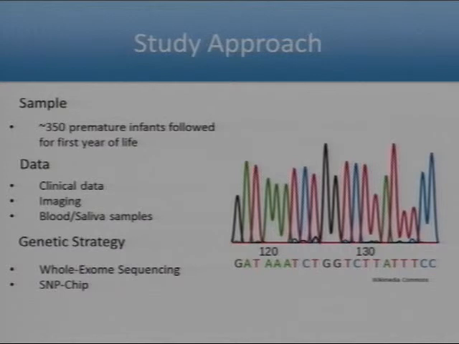So the sample, as it stands right now, I think we have about 350 infants that were followed for the first year, and we have clinical data and imaging data and genetic data on those infants. So the genetic strategy for the assay that we've been talking about was to do whole exome sequencing and then do SNP chip in addition to that, so that we can pick up more of the regulators and promoters and other factors that we wouldn't pick up just by looking at the whole exome data. That gets a little bit more complicated because for a lot of these infants, we don't have complete data. So we may have some of these things, but not all of them together.